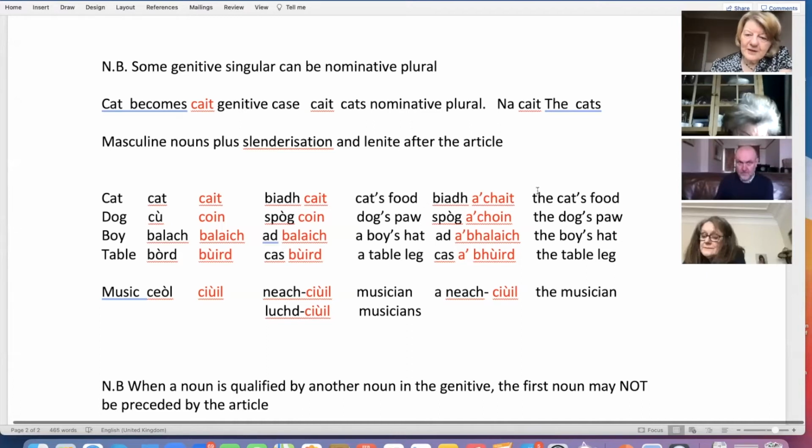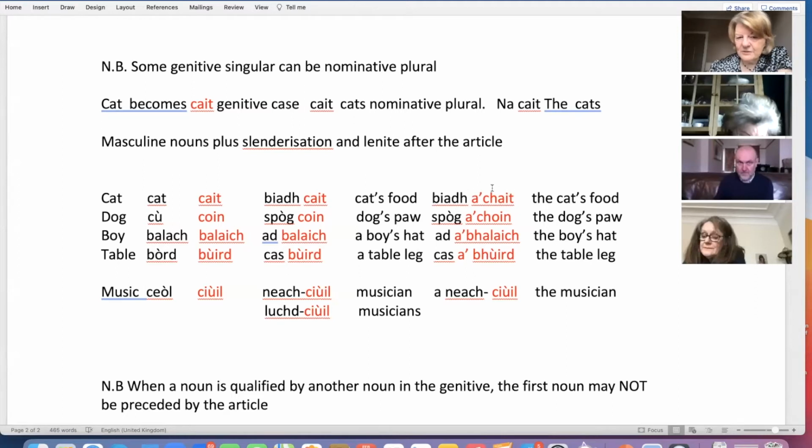The food of the cat becomes beir a' chat. The 'the' is the 'a', and you have to lenite it. So beir a' chat, the cat's food.